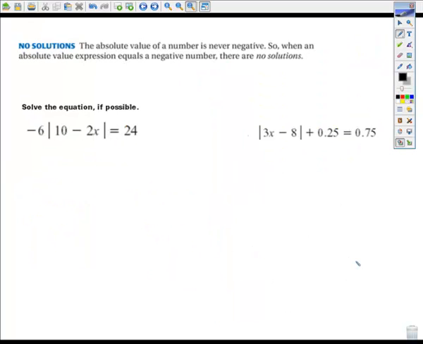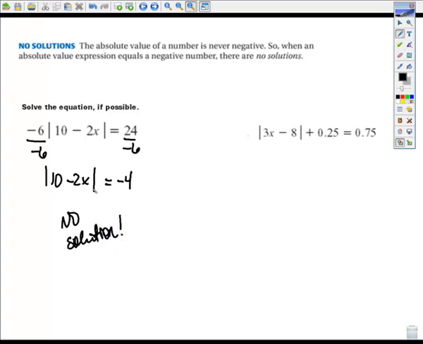Okay, now there are some cases where you have no solution. Remember, you cannot take the absolute value of anything and have it equal a negative answer. So here it says solve the equation if possible. So I'm going to divide by negative 6 first, and you get the absolute value of 10 minus 2x equals negative 4. No matter what I put in here for x and simplify, the absolute value will never be a negative 4. So this one has no solution.